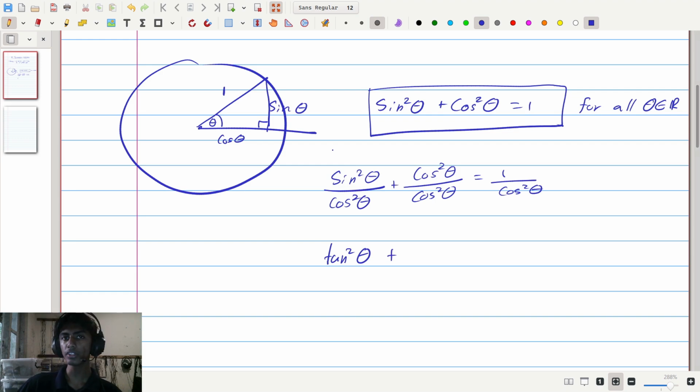Plus cosine squared theta divided by cosine squared theta is simply 1. And on the right side we have 1 divided by cosine squared theta, which is (1 divided by cosine theta) squared. 1 divided by cosine theta is secant of theta, or sec theta.